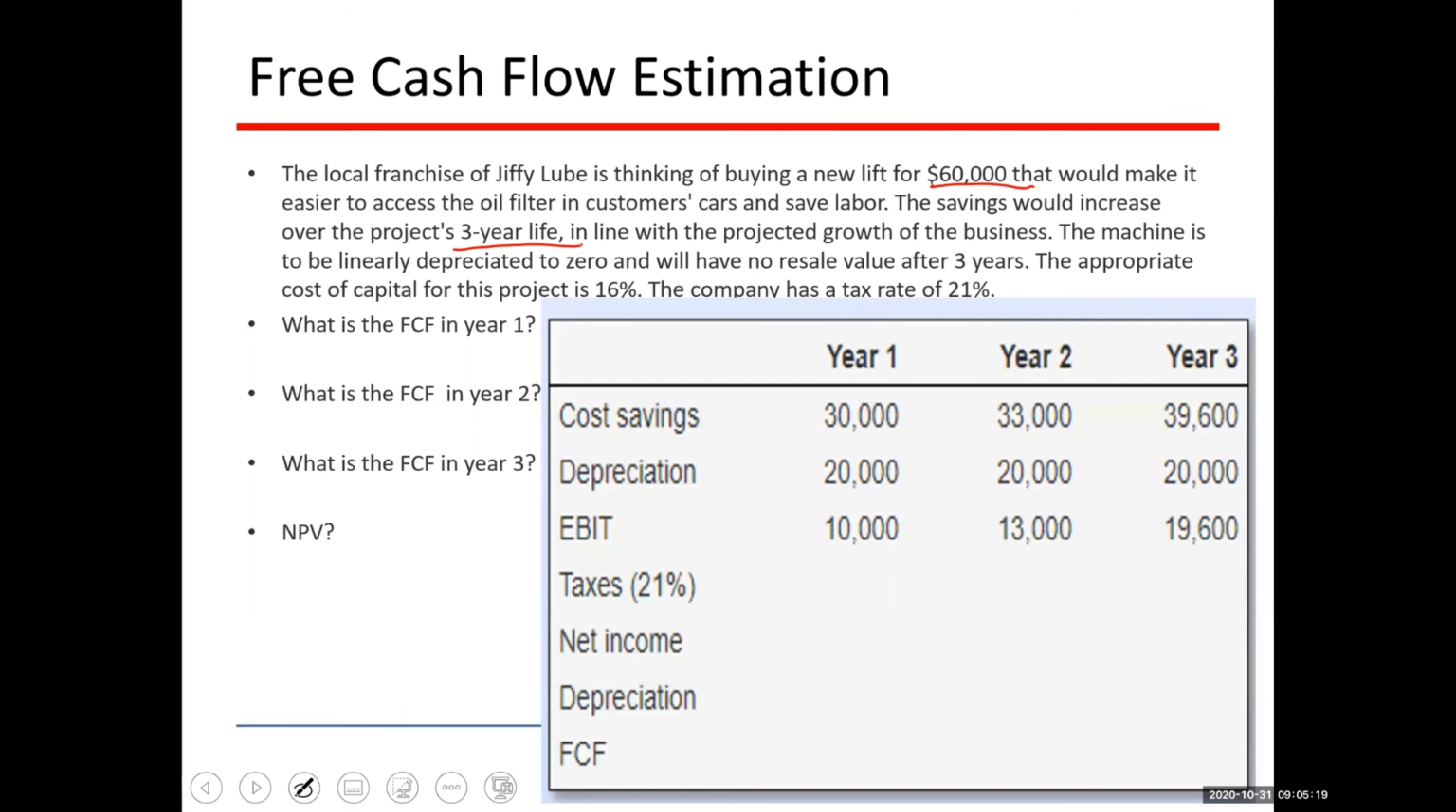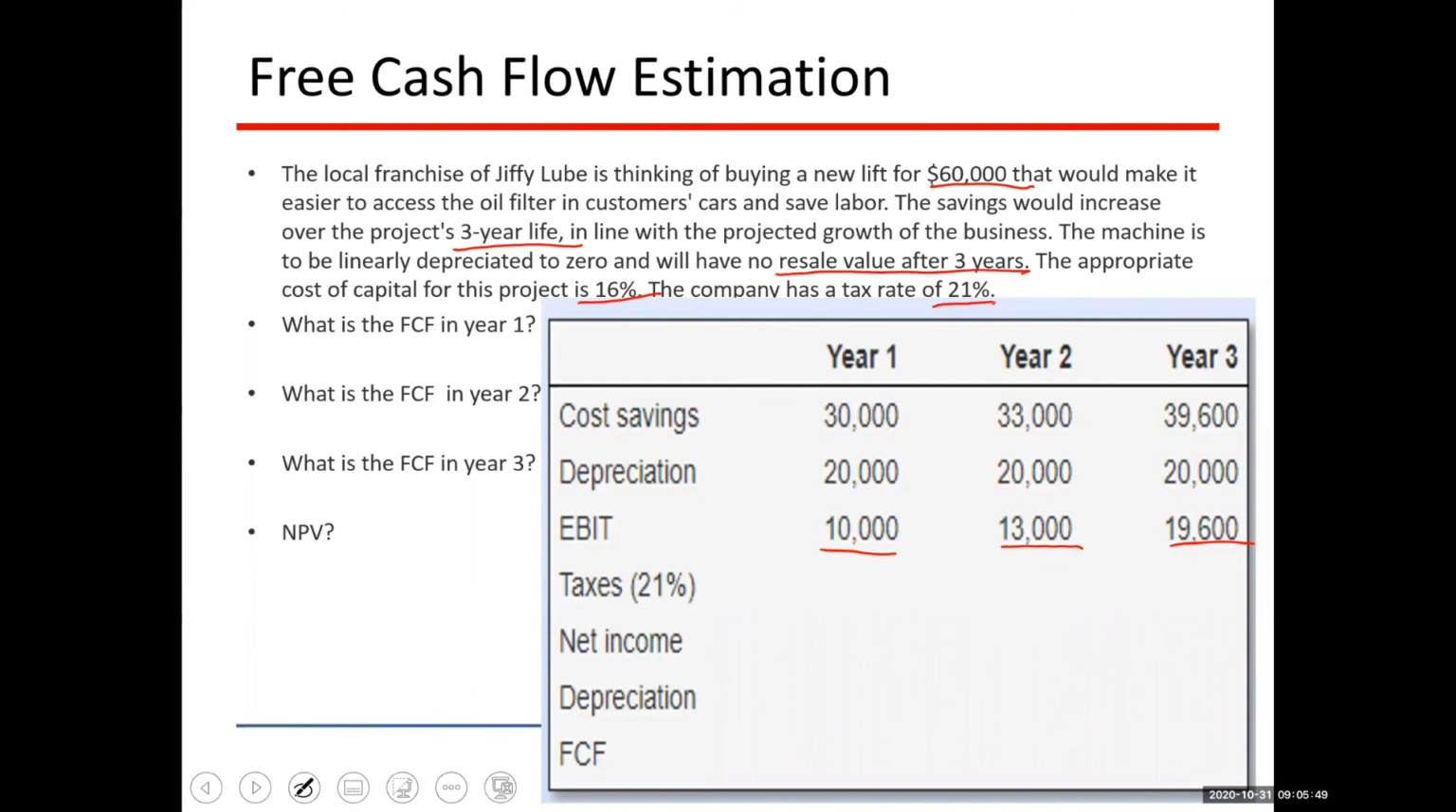three-year life with the projected growth of the business. So we are given EBIT here. That's the starting point for cash flows. The machine is to be linearly depreciated to zero and will have no resale value after 3 years. The appropriate cost of capital is 16% and the tax rate is 21%. What is the free cash flow in year one?